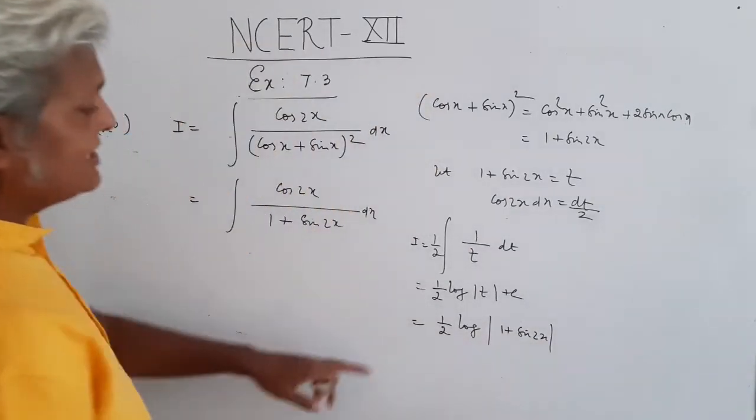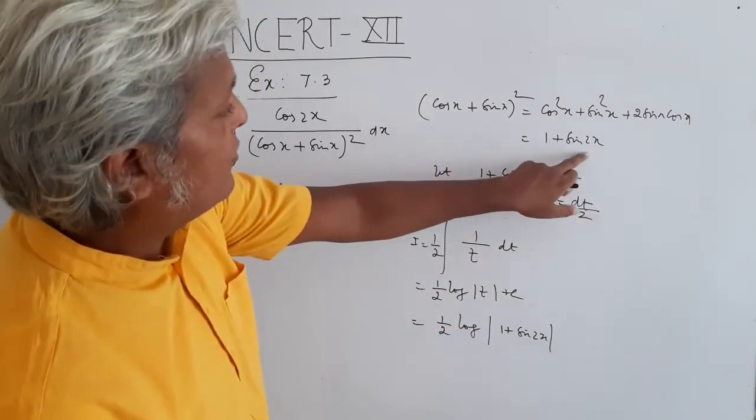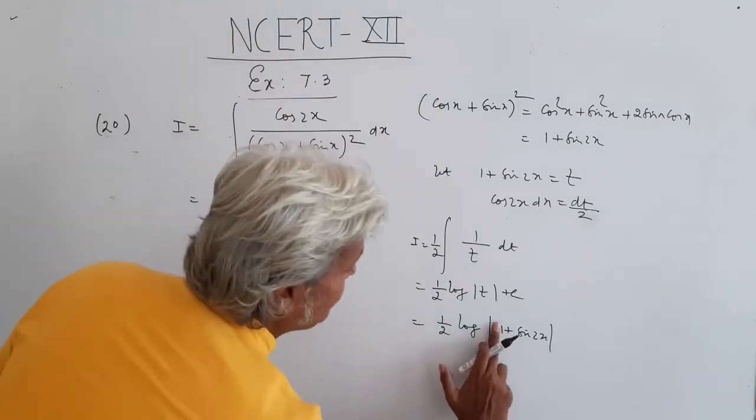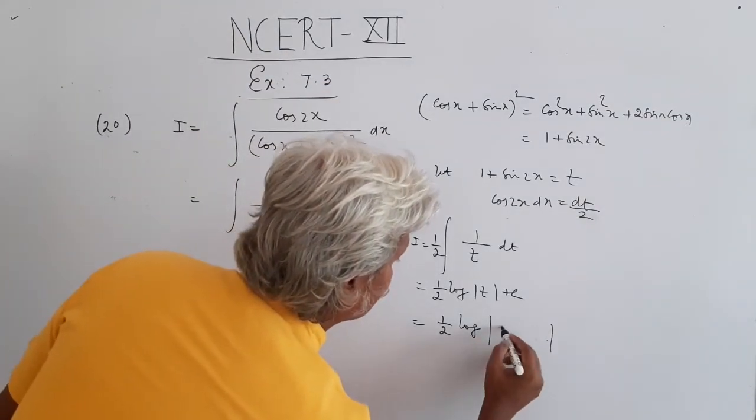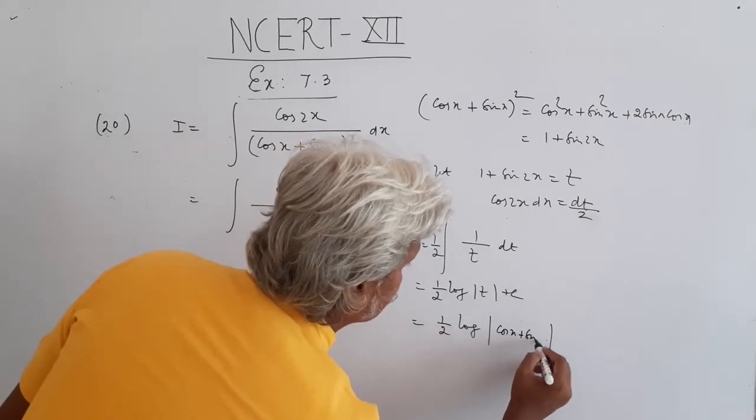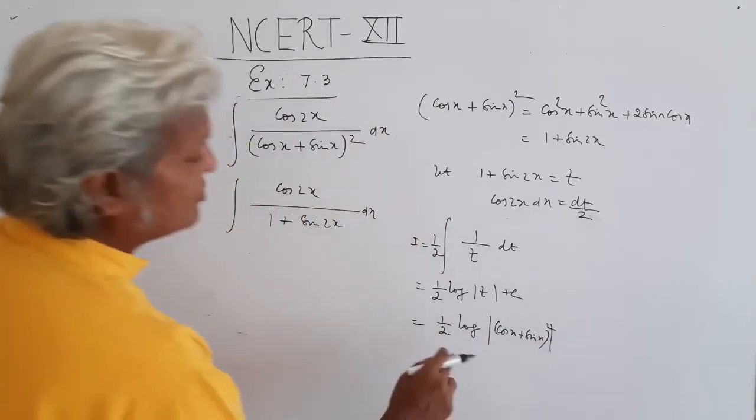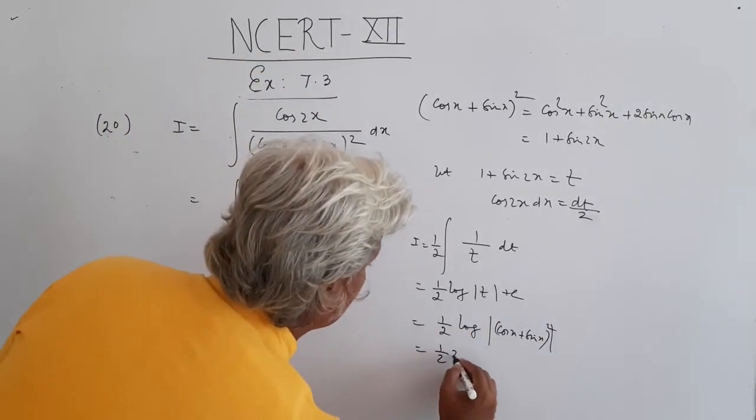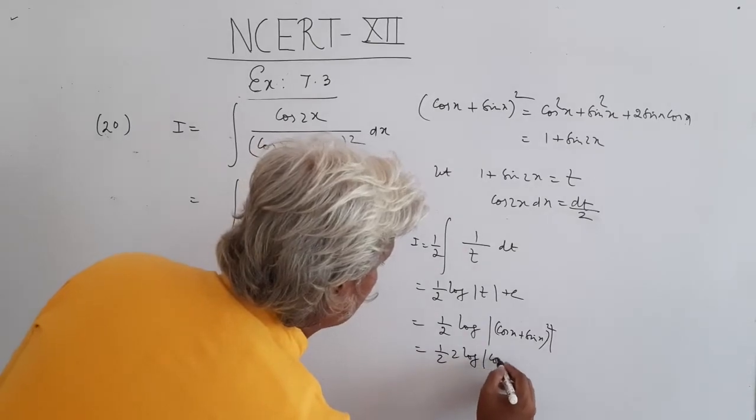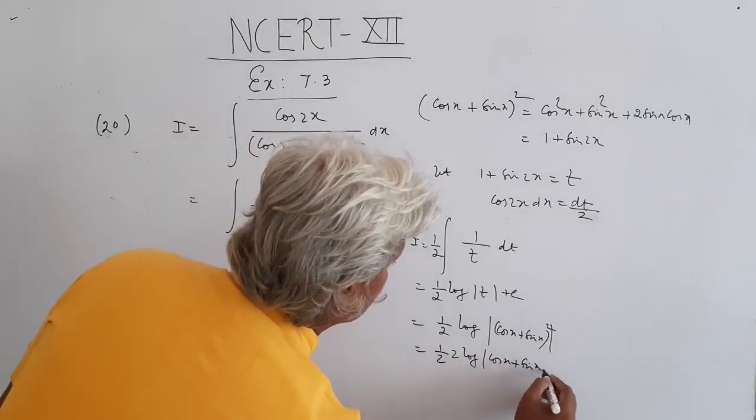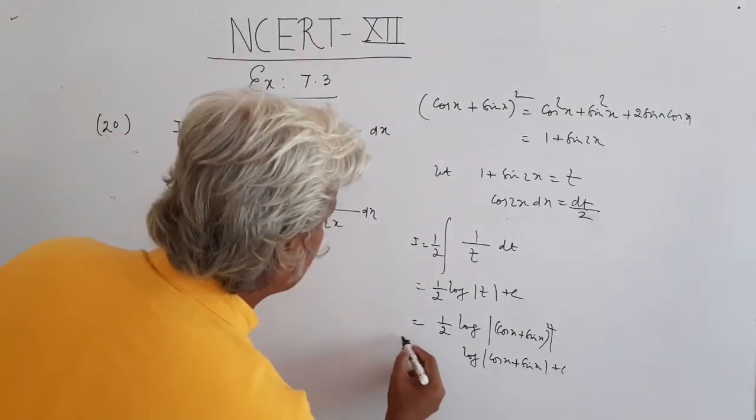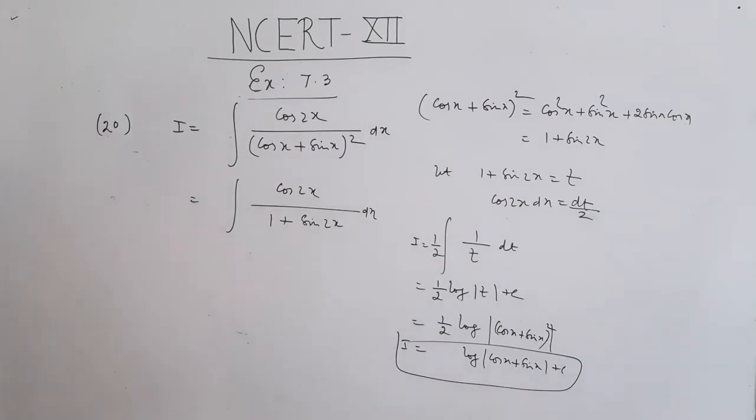sin 2x. Now at the same time, in place of 1 plus sin 2x, you can write cos x plus sin x whole square. Now this goes in the formula of log m to the power n, so this 2 comes on this side, and this becomes 1 by 2 times 2 log mod cos x plus sin x plus c, and the 2 cancel. So your answer is just I equals log mod cos x plus sin x plus c, and now this is done.